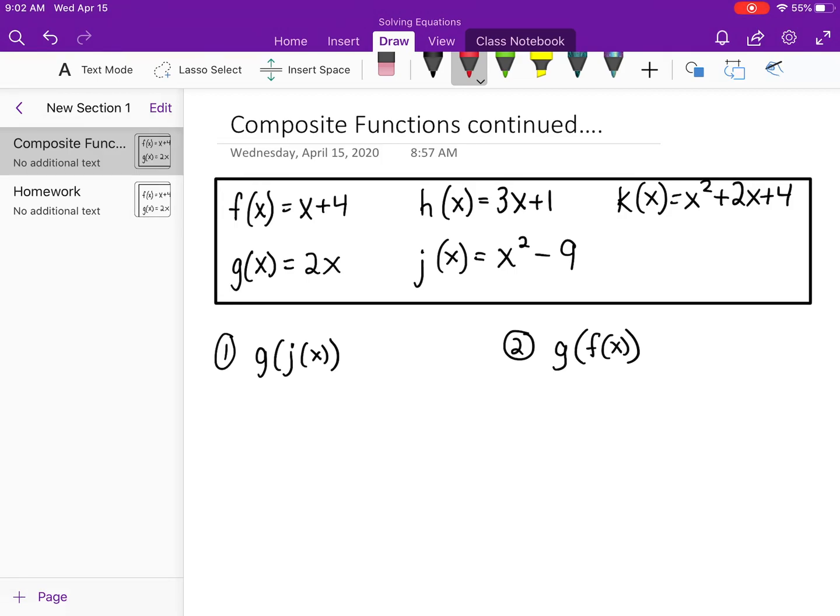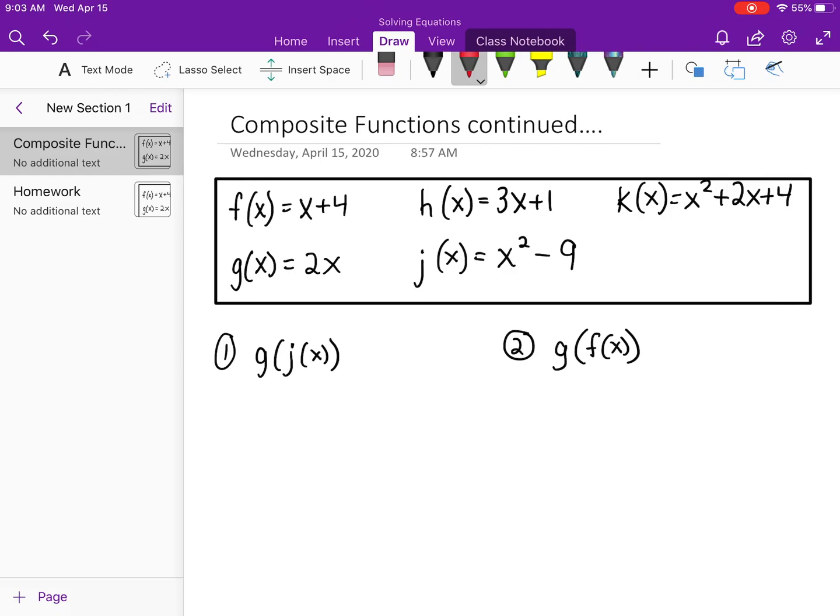We're going to continue learning about composite functions today. I just have some more examples to show you. Try to explain these a little bit better. Hopefully we get a better understanding of what a composite function is. Basically, it's just a function inside of another function, and we work from the inside out.